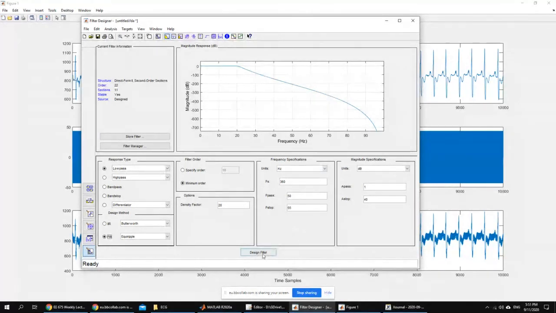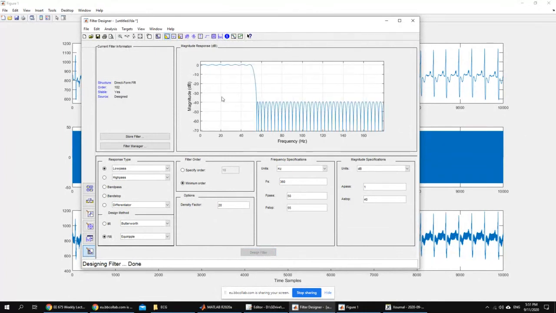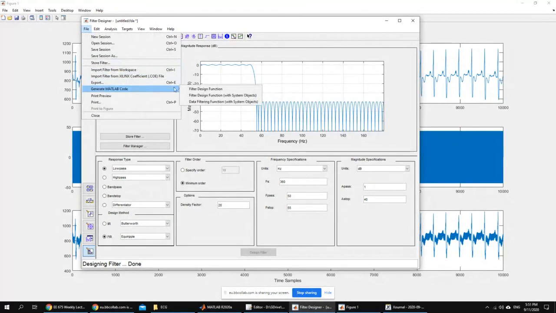So we're going to try that. This is just a regular low-pass filter. Now the order is about 102, which is actually very steep. But let's just try it like this. I'm going to do exactly the same as we did before. So, generate Matlab code.